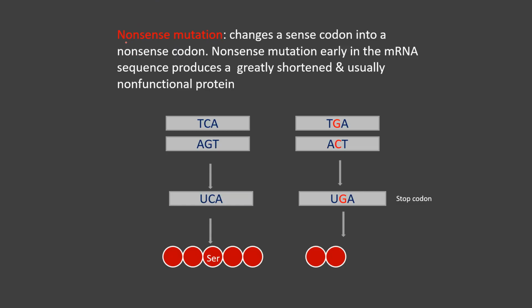Now, in the nonsense mutation, you have changes in a codon into a nonsense codon. Nonsense mutations early in mRNA sequence produce a greatly shortened and usually non-functional protein. Now, you should know what a stop codon is, right? There's certain combinations that let the ribosomes know when to stop what they're doing.